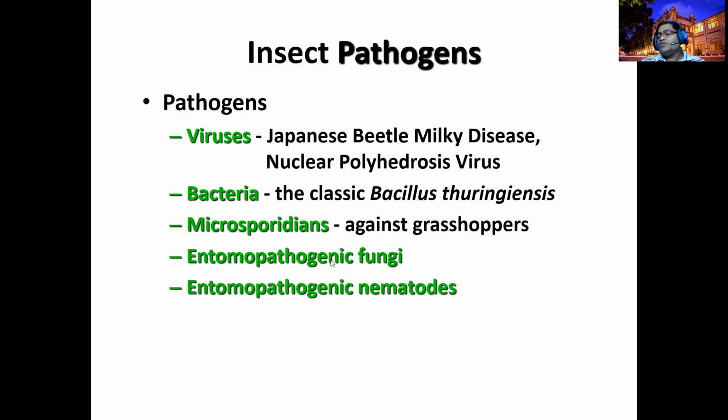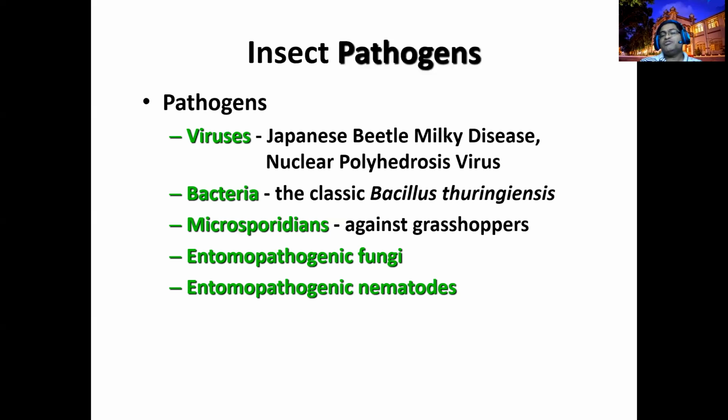And for bacteria, a very popular one is Bacillus. Bacillus thuringiensis, Bacillus popilliae, and different types of bacteria are highly used by scientists, and they have been commercialized. And microsporidians, which are some of the protozoans, are used against grasshoppers. Nosema locustae is one of the very important and famous microsporidians. Sometimes we call microsporidians protozoans. Nosema locustae is especially for locust control.